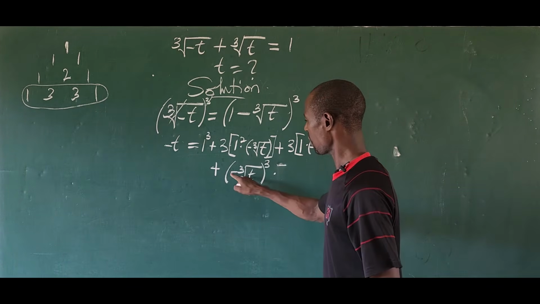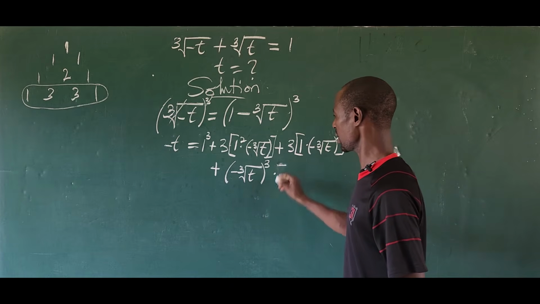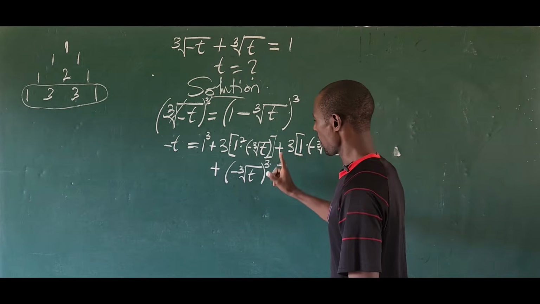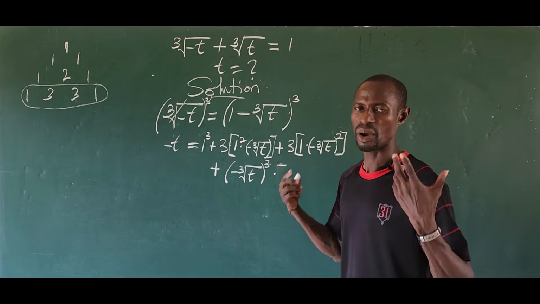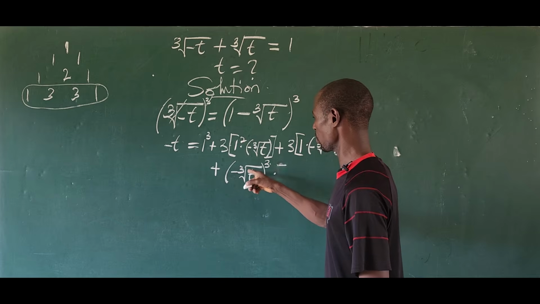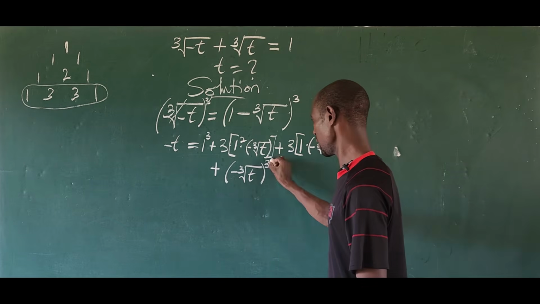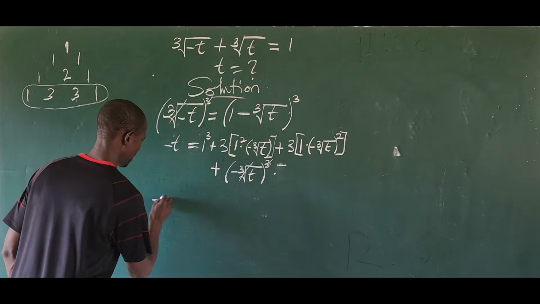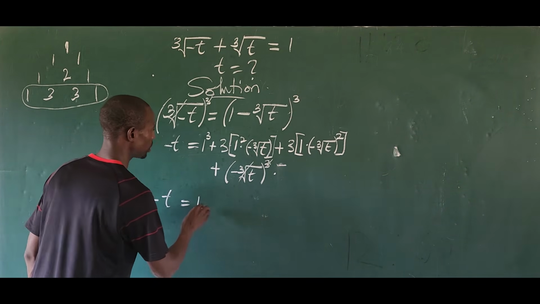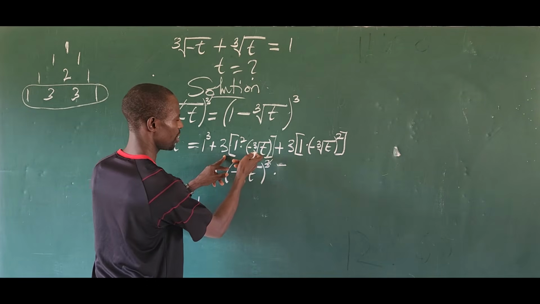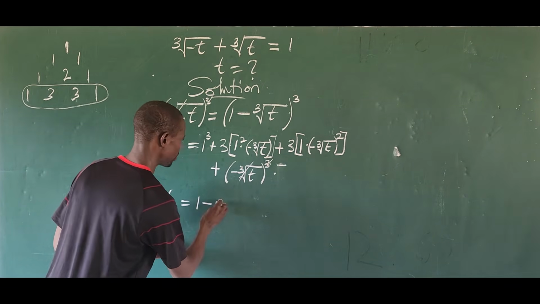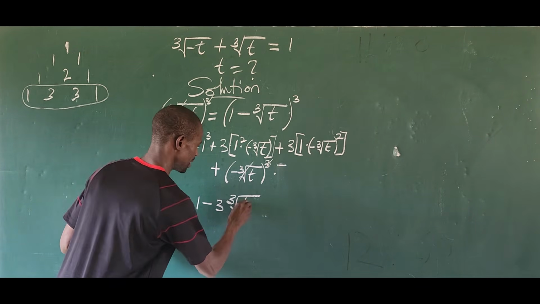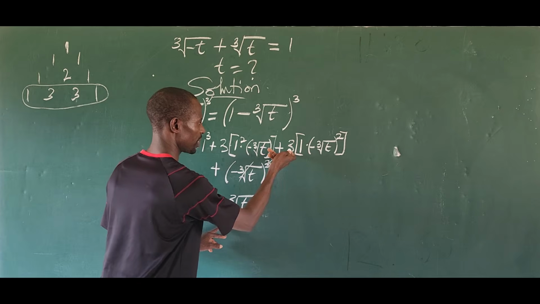Easy. When we have minus the cube root of t raised to the power of 3, then this power will affect this because this is minus 1. So minus 1 to the power of 3 will give us minus. And so the cube root of t raised to the power of 3, this and this will leave. So we are left with minus t. So on this side, we're going to have here minus t will now be equal to 1. Then this minus here will come out of the system to give us minus 3 into the cube root of t. Okay, then we come to this other side.